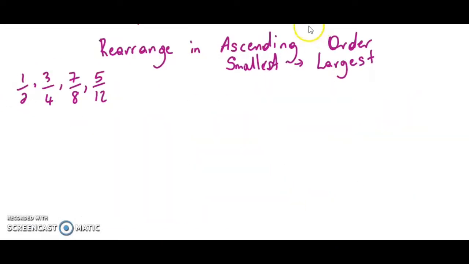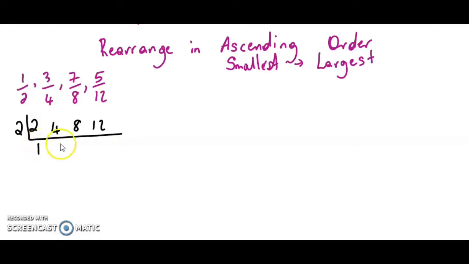Our next question is to rearrange in ascending order, which is from the smallest to the largest: a half, 3 over 4, 7 over 8, and 5 over 12. What we're going to do, we're going to find the LCM because we have different denominators. So I have my numbers here: 2, 4, 8, and 12. So I'm going to use a prime factorization method, and I'm going to use my smallest prime number.